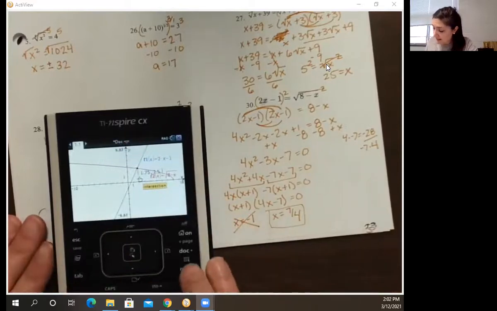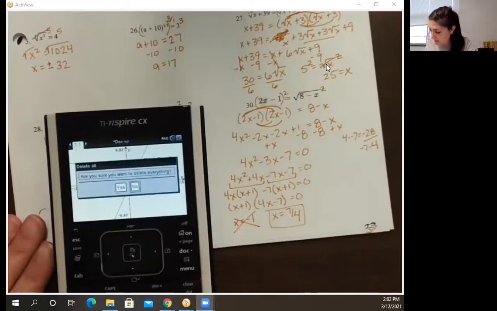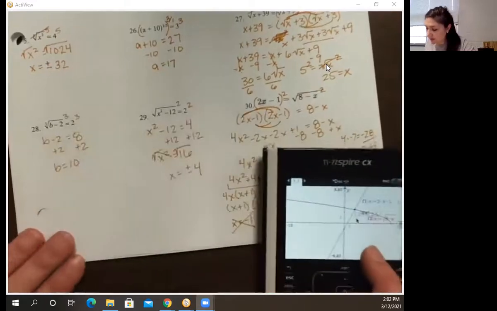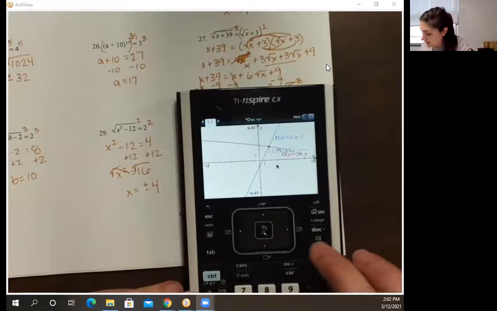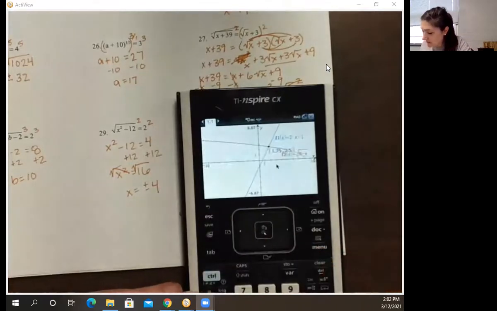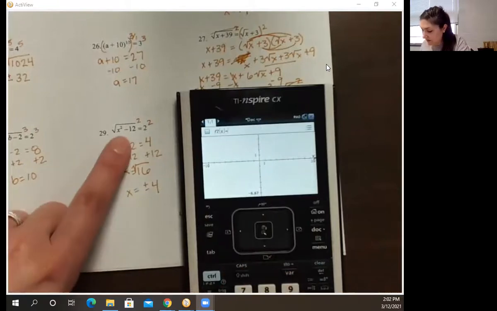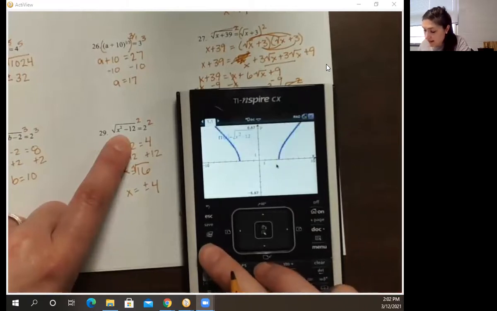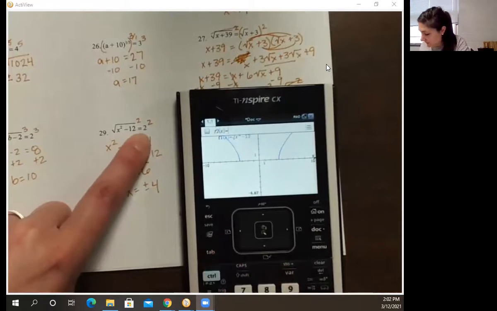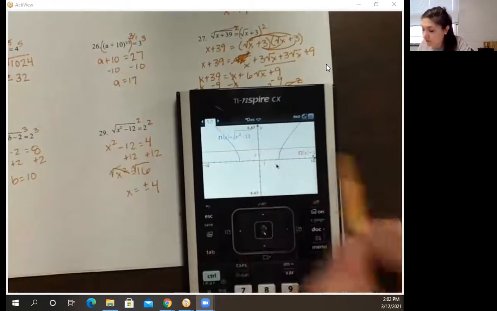If I go back and double check another one of my problems, so let's go back and check number 29. Same idea here. I'm going to go ahead and get rid of my graphs that are there and add these new ones. Square root of x squared minus 12. And then I'm going to graph 2. I can see 2 intersection points there.